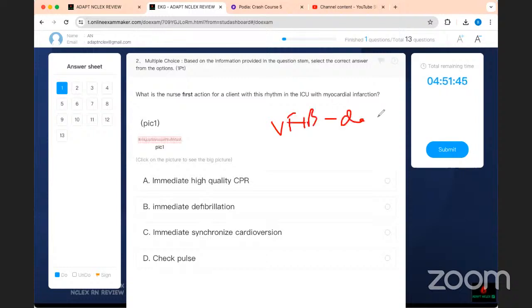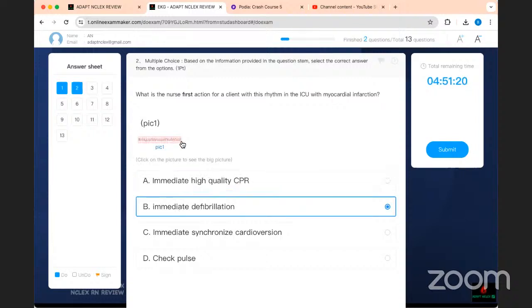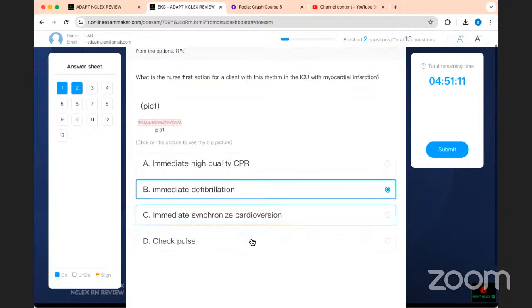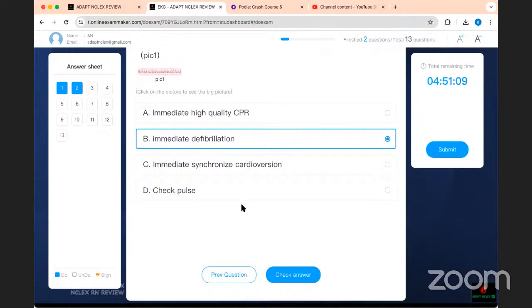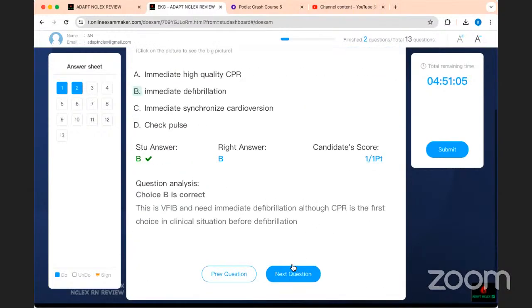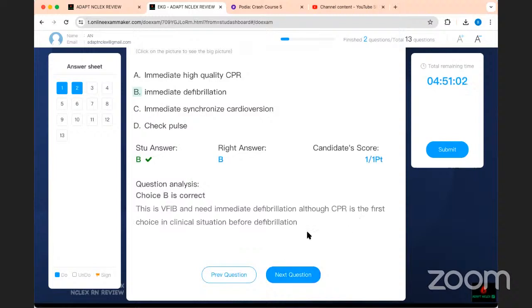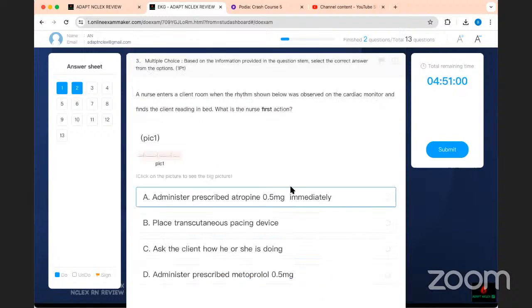Therefore, if they're dead, what are you going to do? So this patient needs immediate defibrillation. CPR is not going to help with that because that patient is dead. So we choose immediate defibrillation. Synchronized cardioversion is used for tachyarrhythmia. Checking pulse in this patient, the patient is dead. It's not going to help you. So that's the right answer. And I give you a short explanation of it.